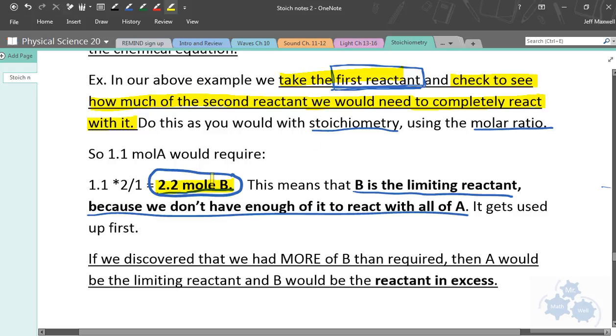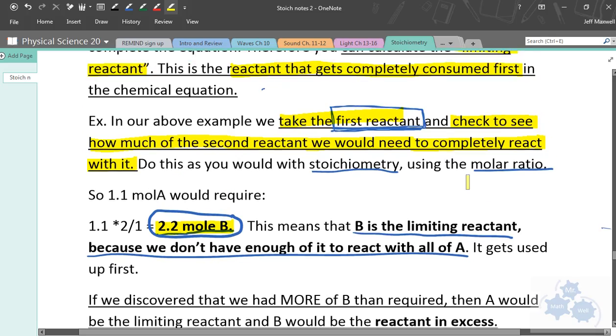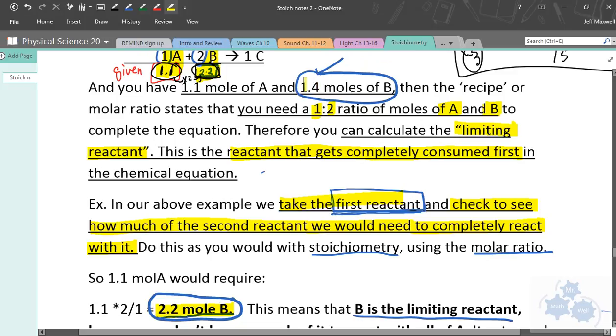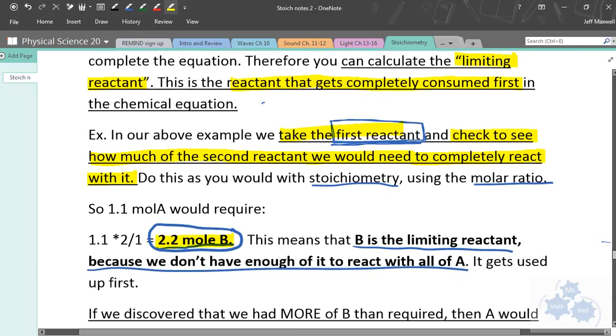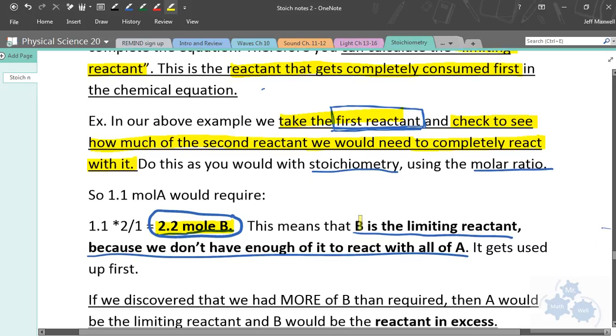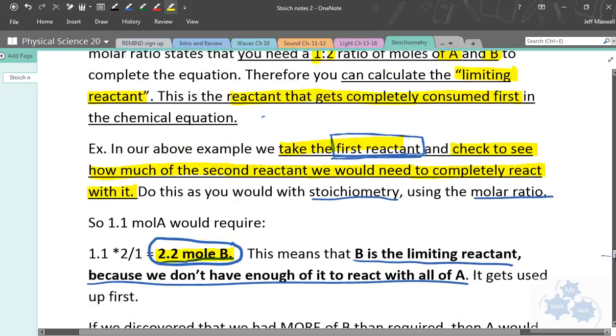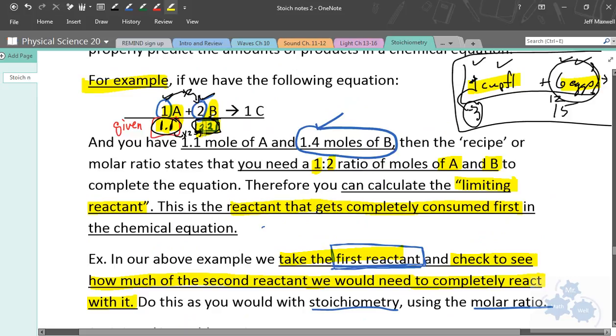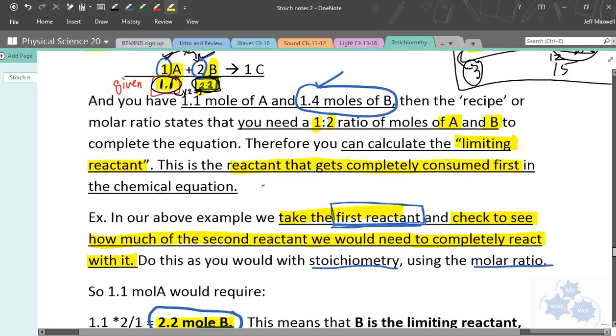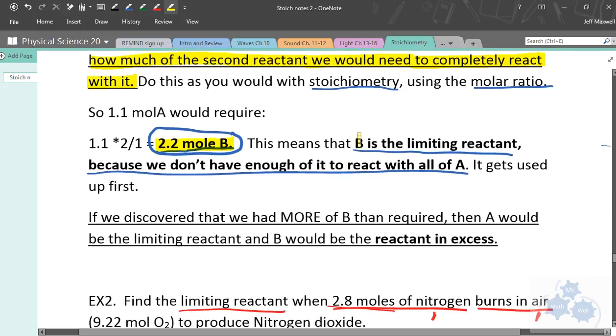Now, the fact that we only have 1.4 moles of B means that we don't have enough for all of A to react. Okay? So B is going to be the limiting reactant. B is going to get used up. The 1.4 moles is going to get used up before all of the 2.2 moles. The 1.4 is going to get used up before the 1.1 does. So B is the limiting reactant because we don't have enough of it to react with all of A.